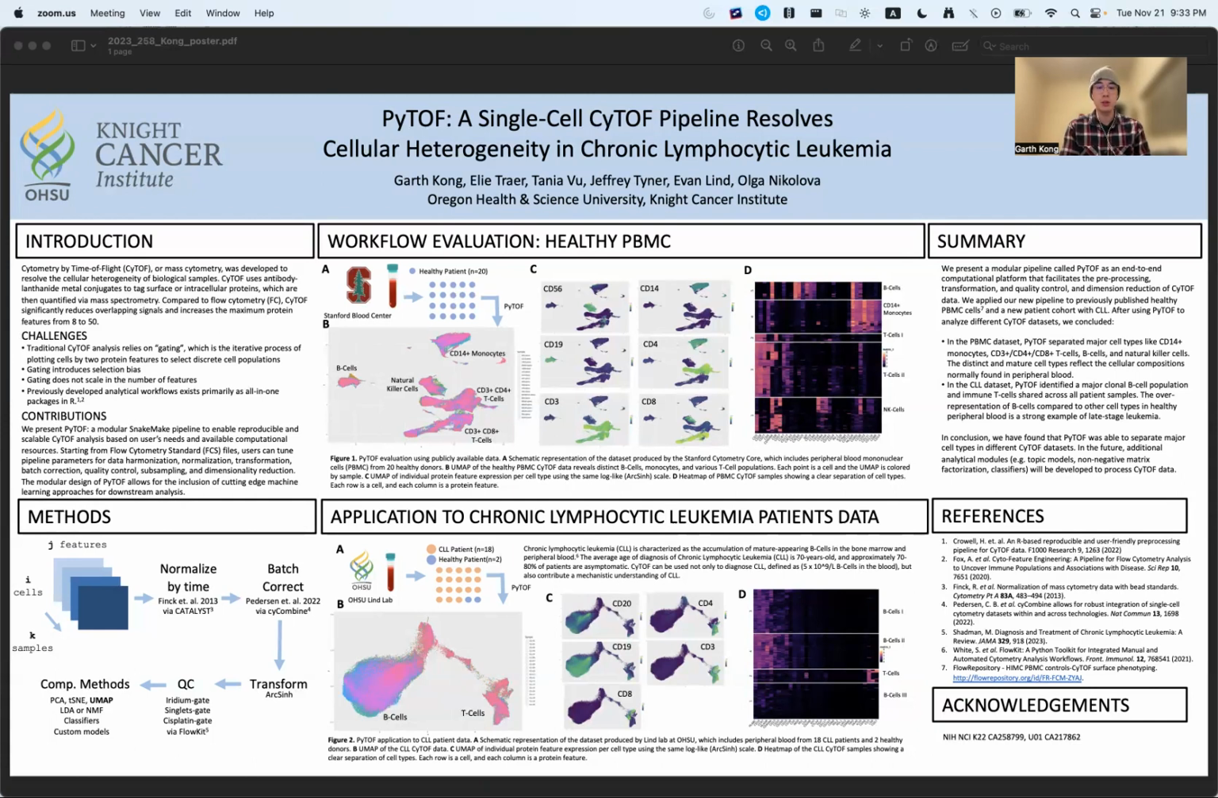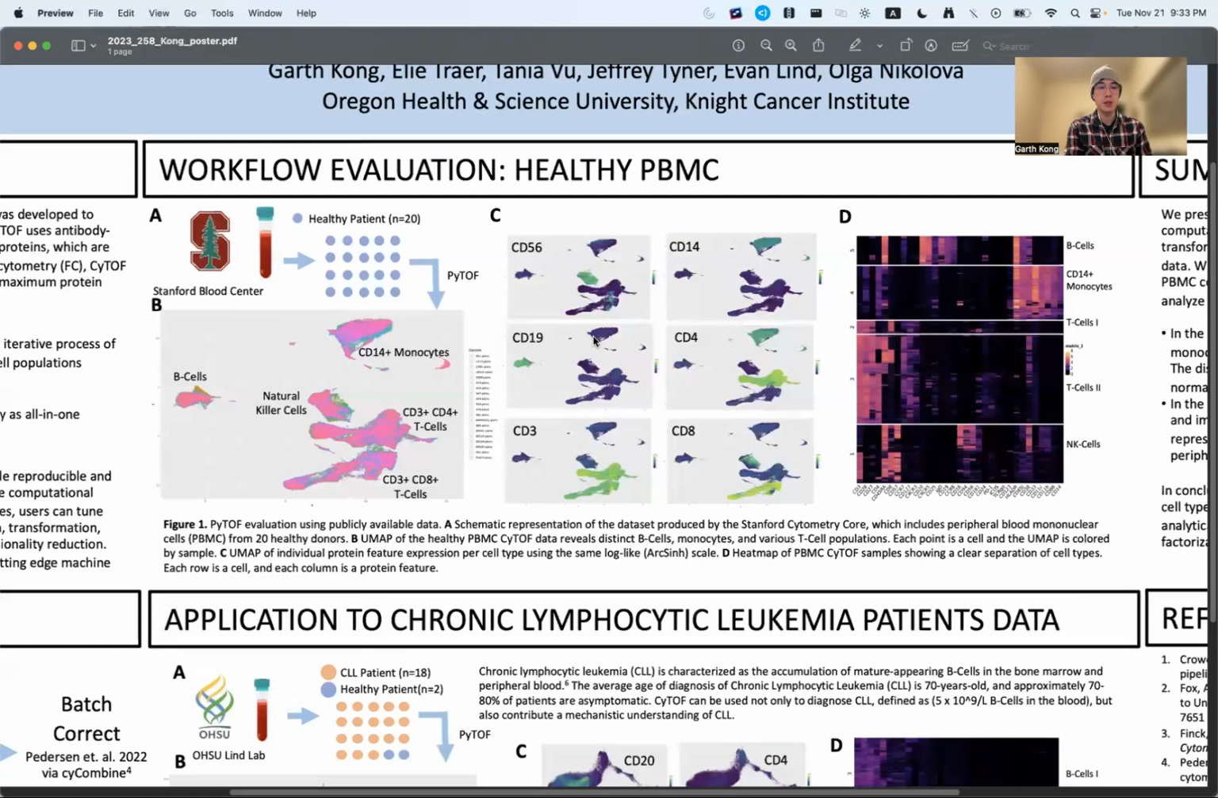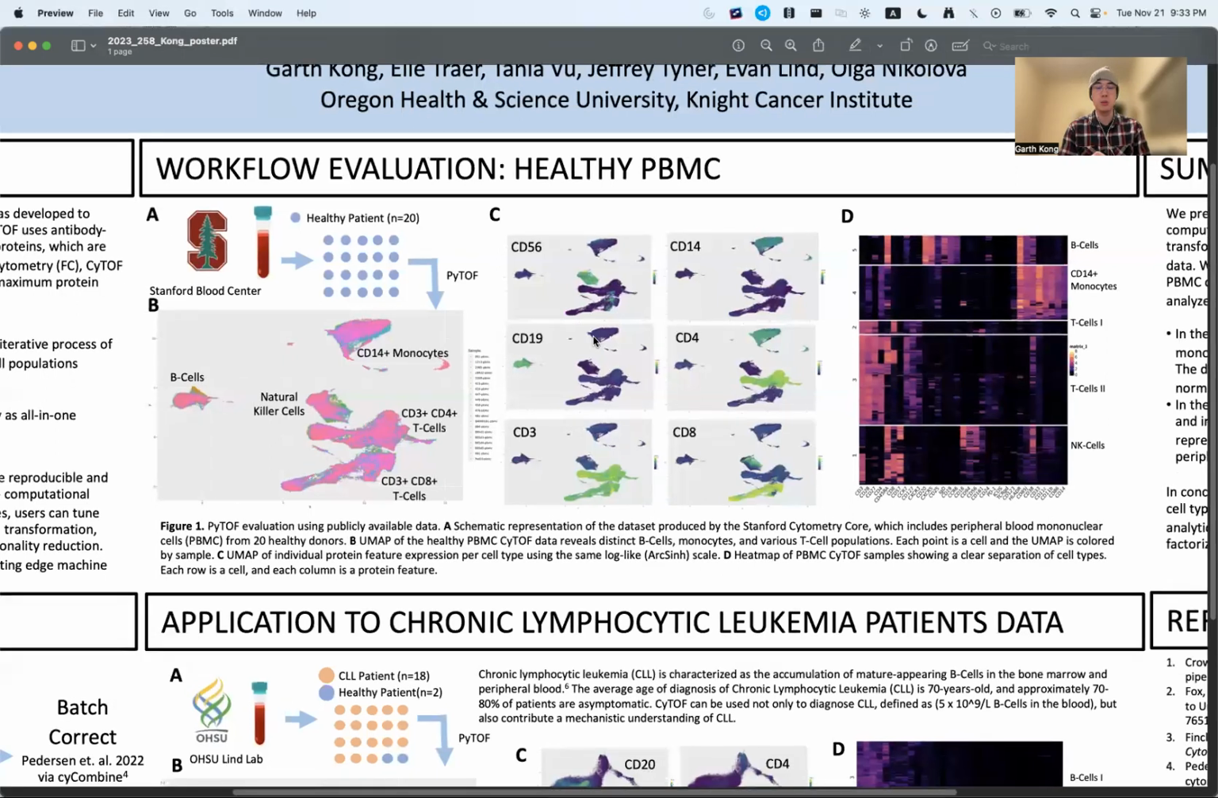In the first dataset, what we have here is a healthy PBMC dataset. PBMC is just a blood draw, peripheral blood mononuclear cells. The data comes from Stanford Blood Center, and there are 20 healthy patients. We apply PyTOF to the dataset, and after dimension reduction using UMAP, we see a separation of distinct cell types.